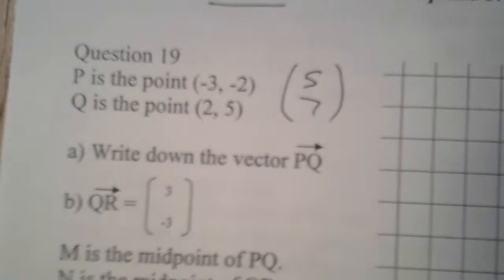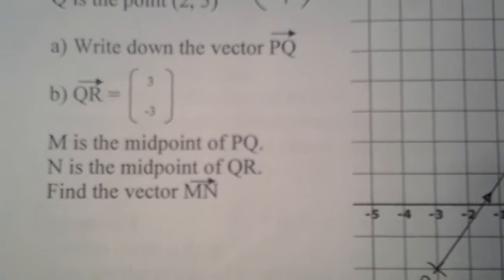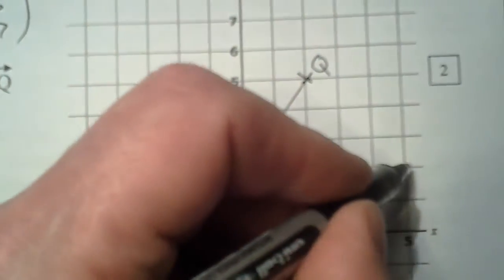The second part, you've got to go from Q to R, 3 along and 3 down. So add that onto your diagram. 1, 2, 3 along, 1, 2, 3 down, so that's R.